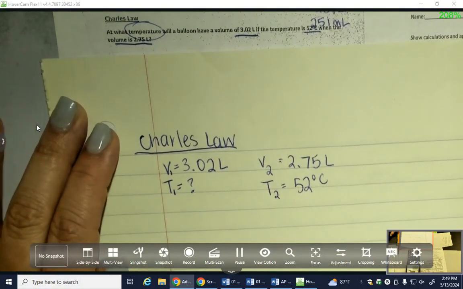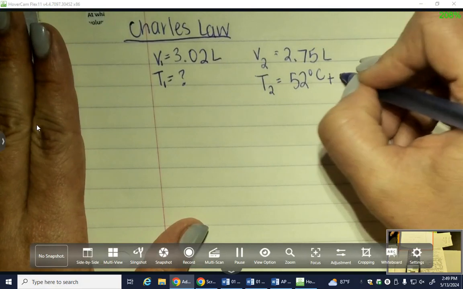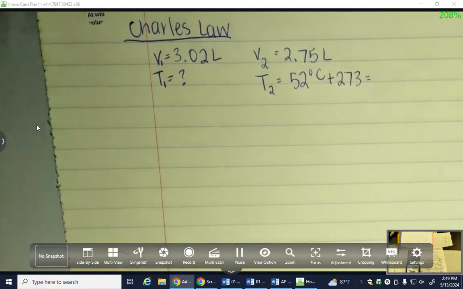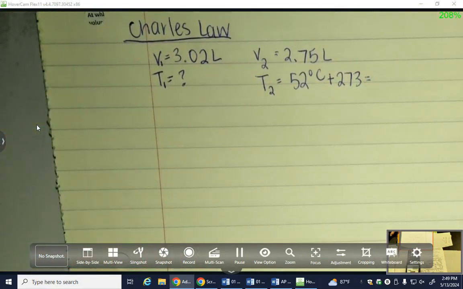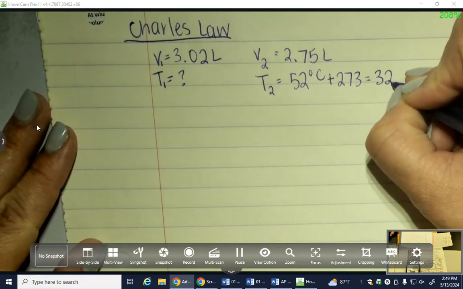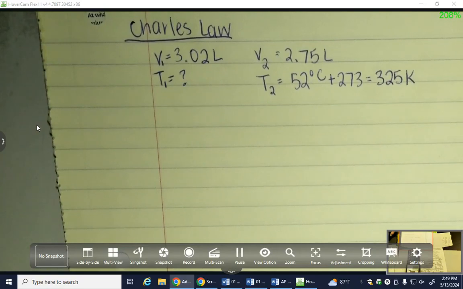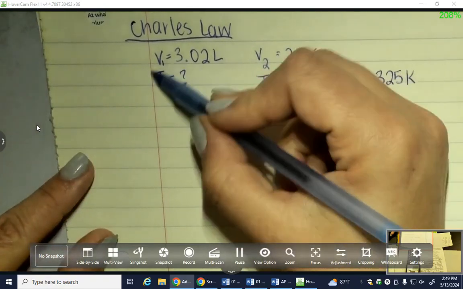What do we have to do? We have to add 273 to that. So when we add 273 to that, we get the number 325 Kelvin. Now we can plug in, and we're solving for T1.